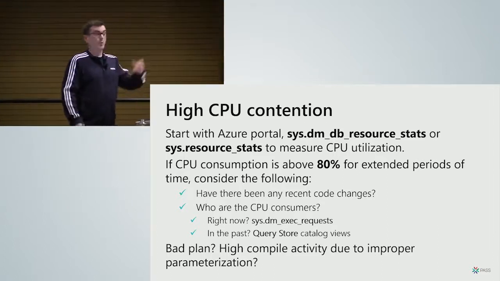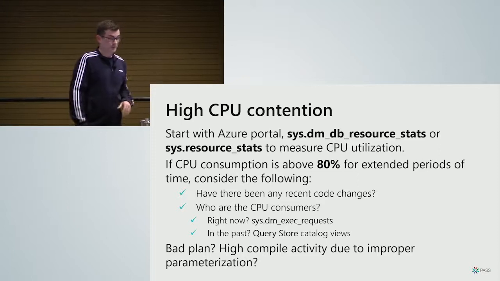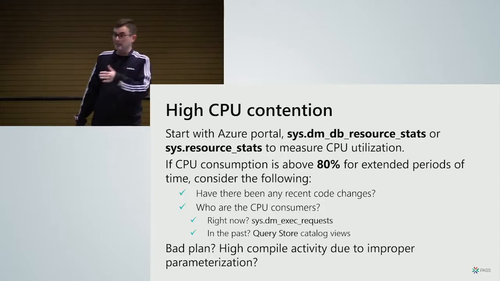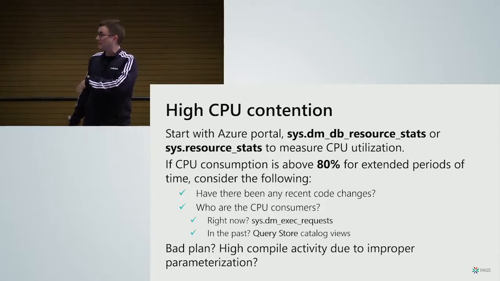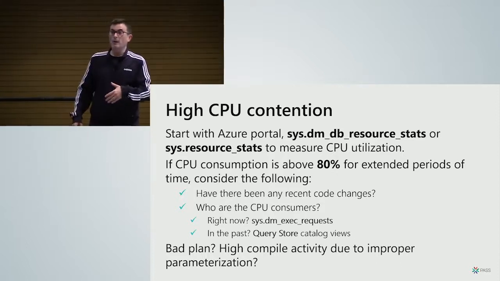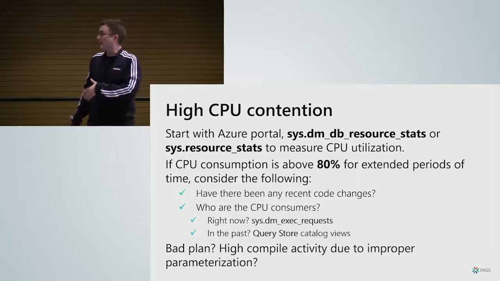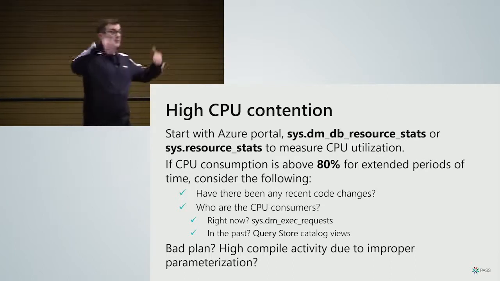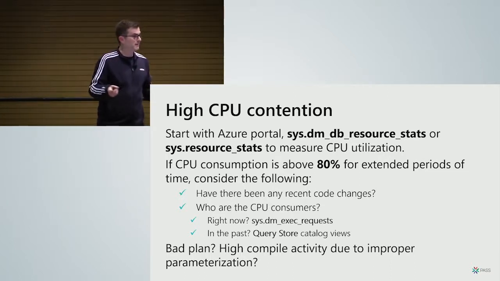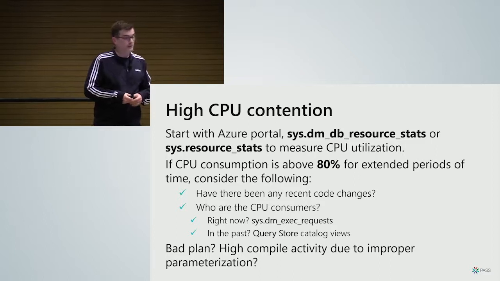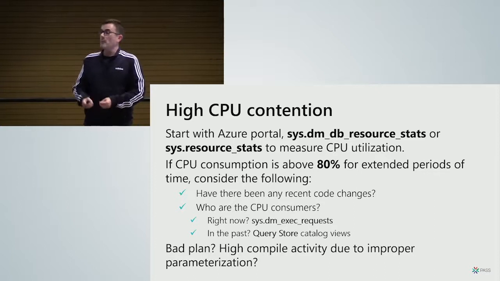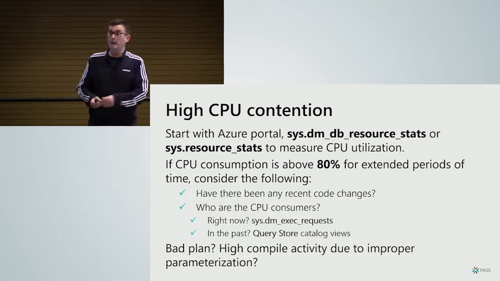In terms of high CPU contention, again, what did we show earlier? sys.dm_db_resource_stats, or if you want to look at the portal, we'll talk just a little bit about that towards the end. And if you see consuming 80% or higher for extended periods of time by CPU, then you start asking different questions, like were there recent code changes? Who are the CPU consumers? If you want to check right now, so the CPU is being burned as we speak, sys.dm_exec_requests. Did it happen in the past? Query store. And then a lot of the most common patterns we see in the cloud when we get cases is it might be a bad plan.